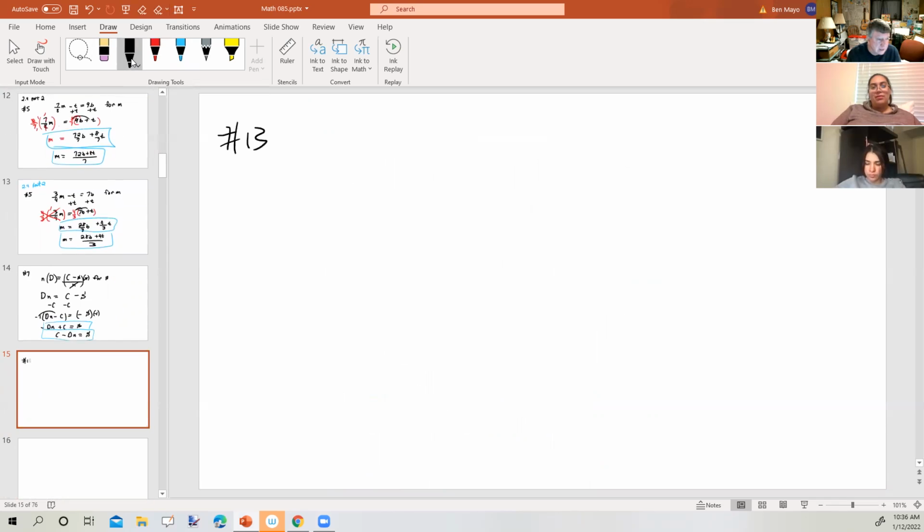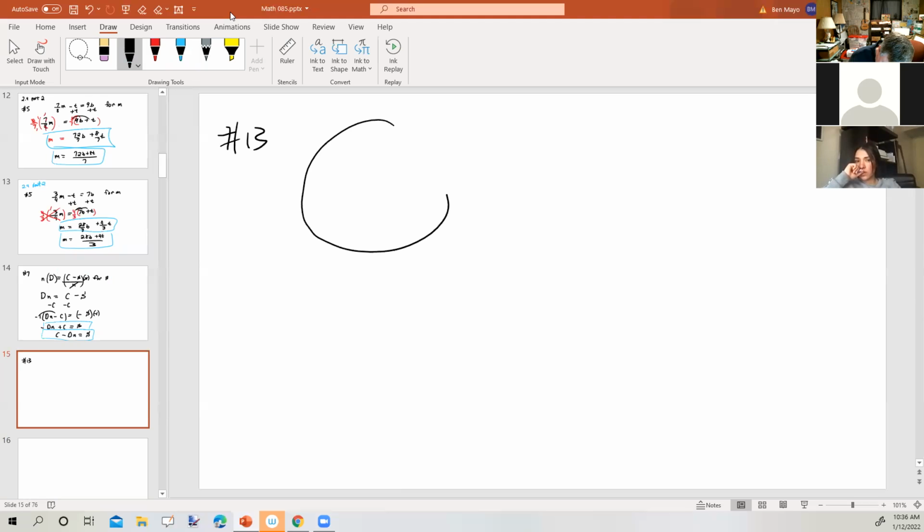Number 13, it says, a horse trots in a circle around its trainer at the end of a 24-foot long rope. Find the area of the circle that is swept out to the nearest square foot. So we have this circle, and the trainer's standing in the middle. The horse is going around the circumference of the circle. The rope is 24 feet long, and we want to know the area of the circle.